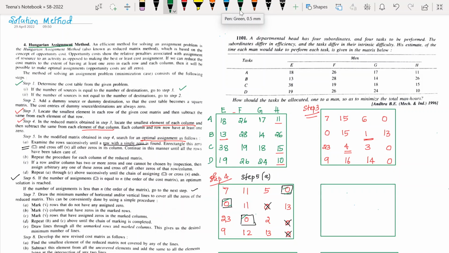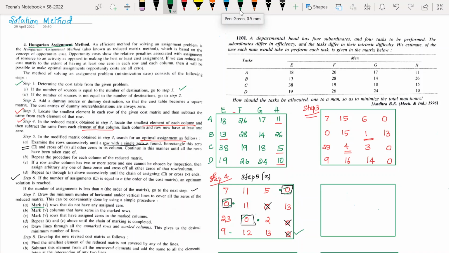So we are asked to mark the row that does not have any assigned zero. The first, second, and third rows have an assigned zero, but the fourth row does not. So we mark a tick for this fourth row. Okay, then mark the columns that have zeros in the marked rows. Tick marked rows are otherwise called marked rows. Now we check this marked row, and we are bothered only about this last row.